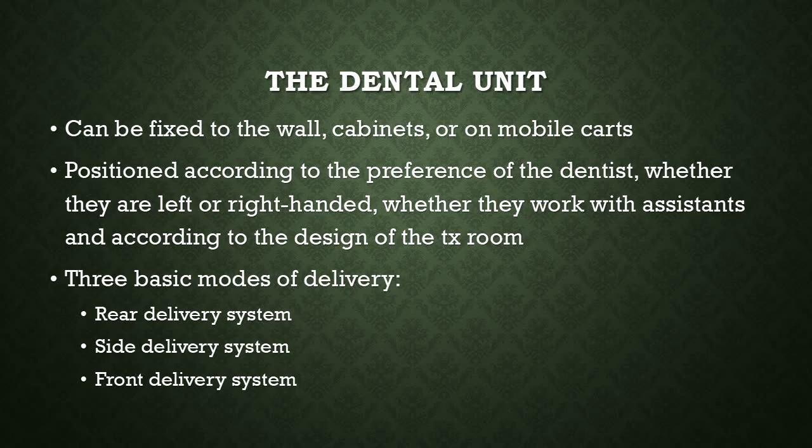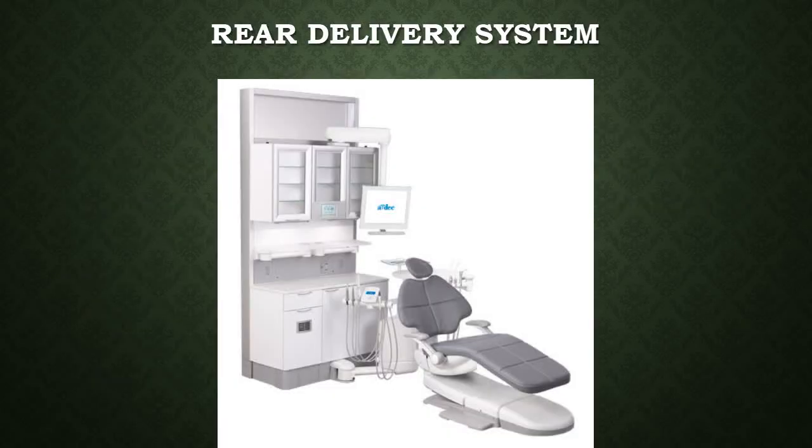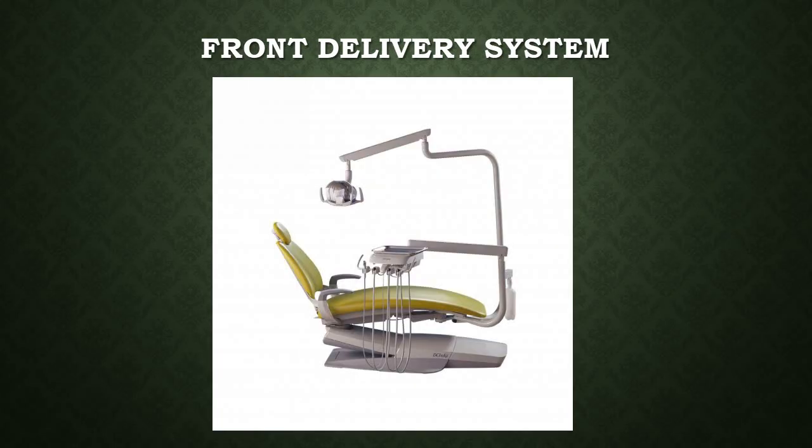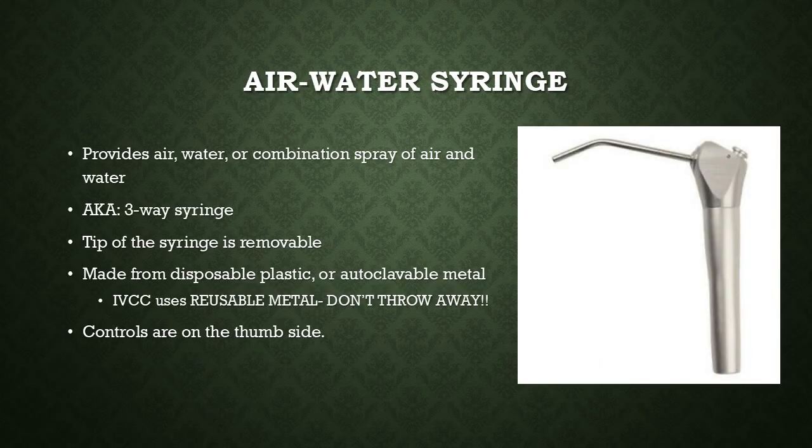Dental unit can be fixed to the wall, cabinets, or on a mobile cart, positioned according to the preference of the dentist, whether they are left or right-handed, whether they work with assistants, or according to the design of the treatment room. Three basic models of delivery: rear delivery system, side delivery system, and front delivery system.